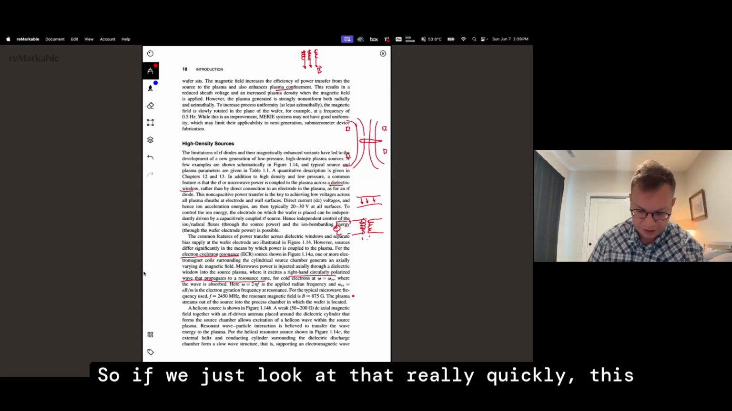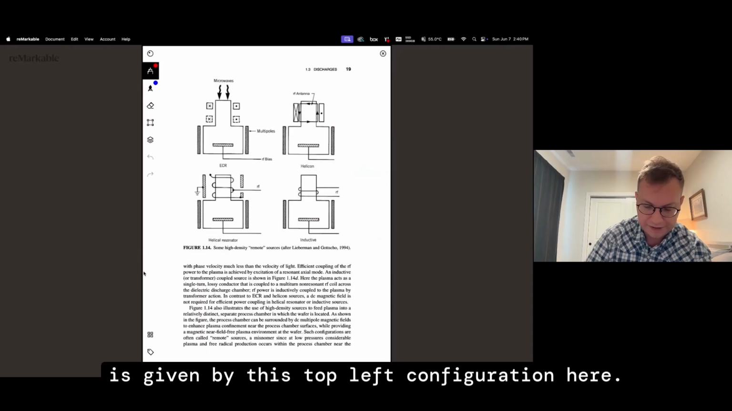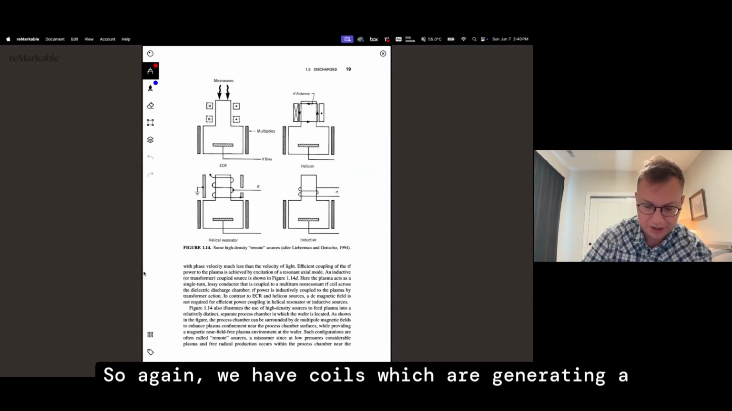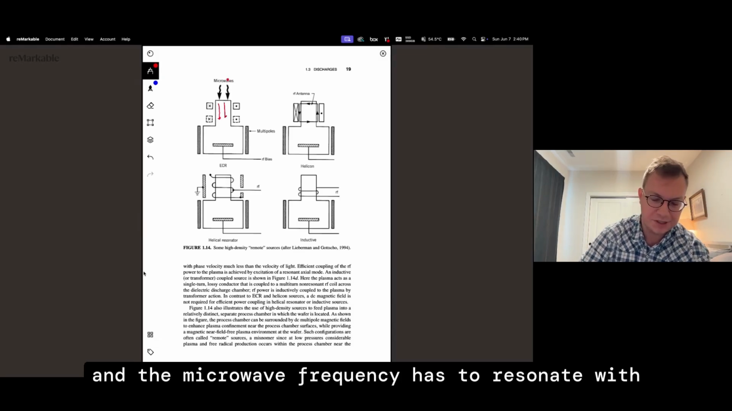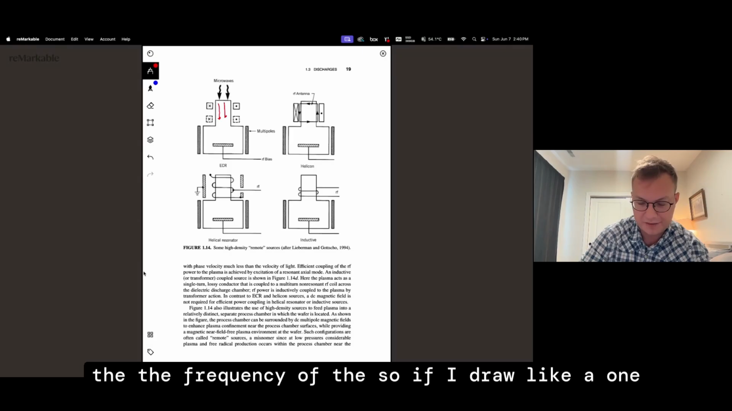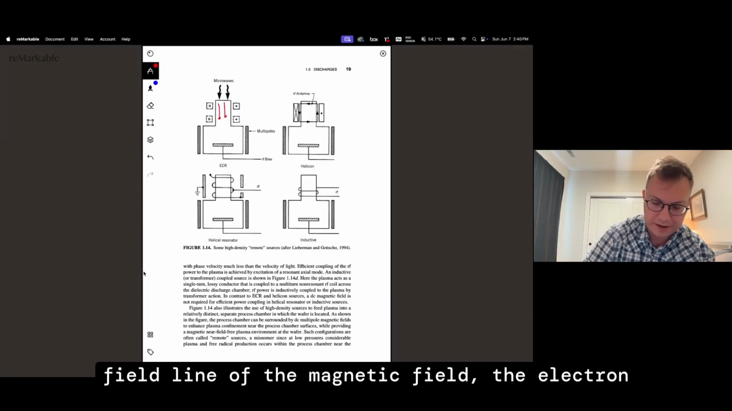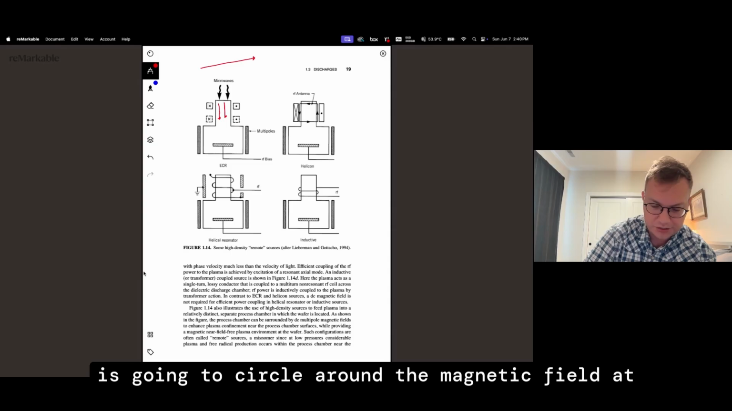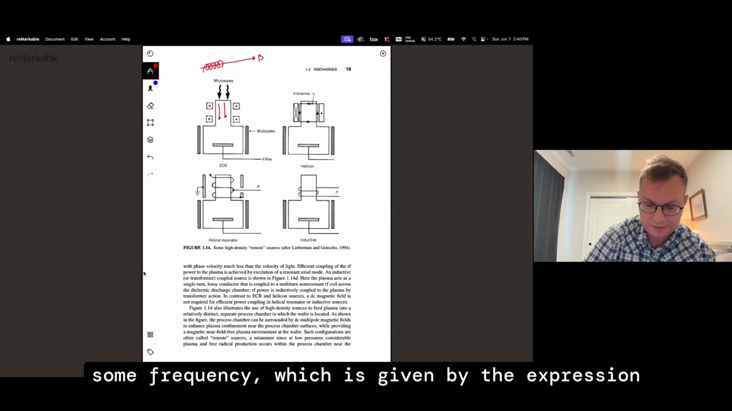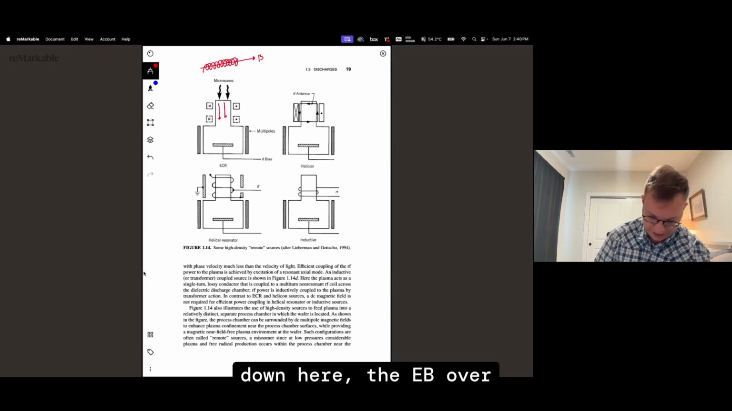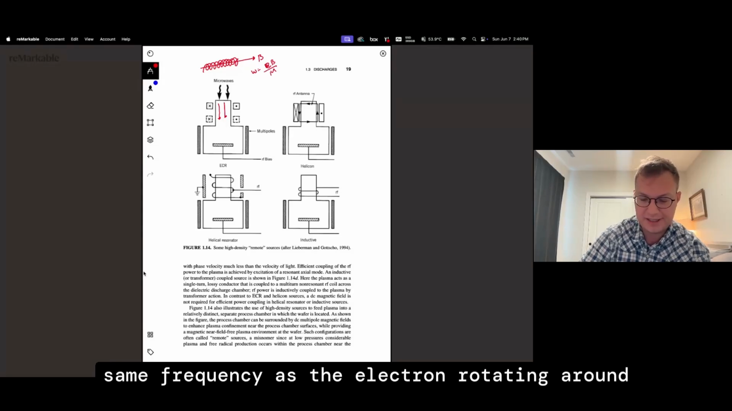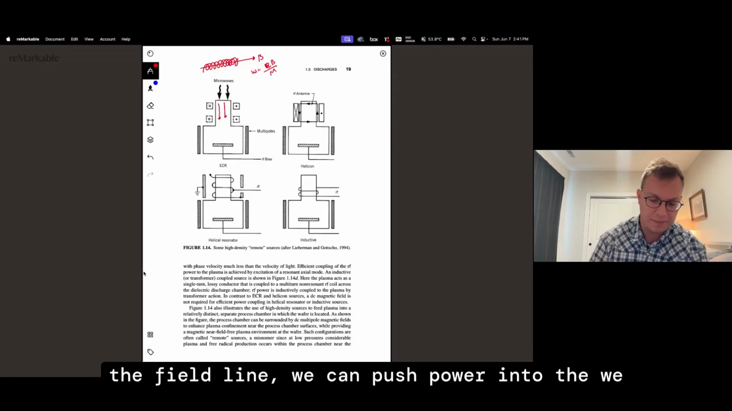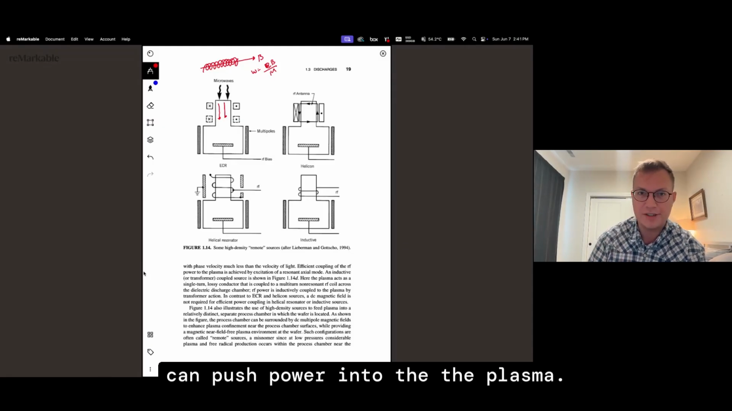So if we just look at that really quickly, this is given by this top left configuration here. Again, we have coils which are generating a magnetic field, and then microwaves are pushed into the system, and the microwave frequency has to resonate with the frequency of the electron. If I draw one field line of the magnetic field, the electron is going to circle around the magnetic field at some frequency, which is given by the expression down here, eB over m. So if we put in an RF frequency that is at the same frequency as the electron rotating around the field line, we can push power into the plasma.